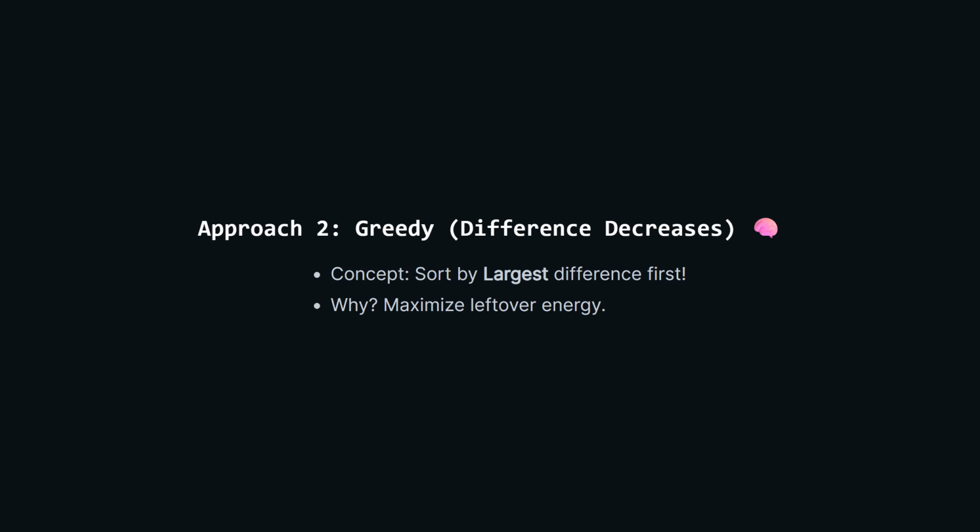Okay, now for the second method outlined in the editorial. This one flips the script. We sort by the largest difference first. The intuition here is that a huge gap means we will have a ton of leftover energy after the task is done, which we can then use to fuel the subsequent tasks.